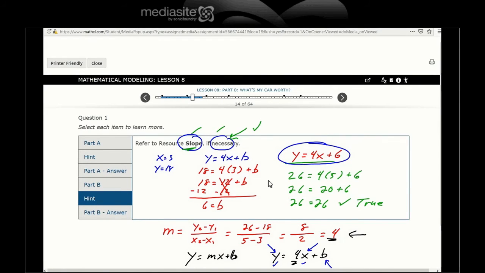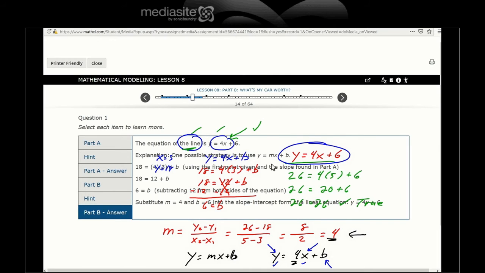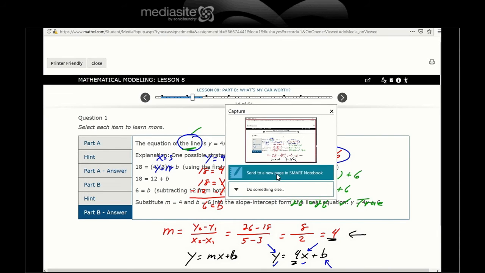That's what they assume. Always go to the slope resource. Answer, bottom line, is 4x plus 6. And how do they do it? Wrong one.